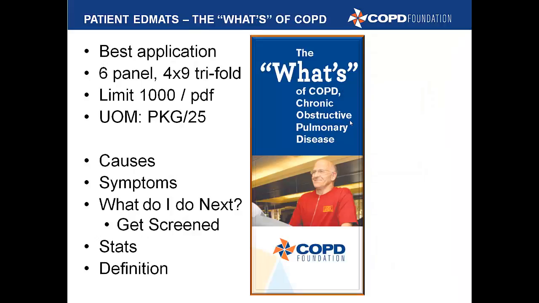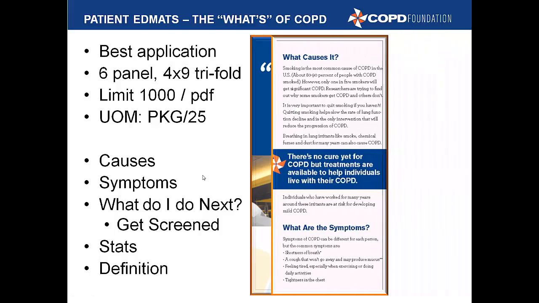The What's of COPD is a very common brochure. In fact, the most common use for this is a doctor's office, a drop box, a clinic, a pulmonary rehab center, a respiratory care department. This would go in the outside in a little drop box, and it gives somebody the nuts and bolts about COPD. What is it, and what should I do if I think I'm at risk? This is a 6-panel trifold brochure in a 4x9-inch format. There's a limit quantity of 1,000, and they come in packages of 25. So when you order these in our online catalog, the minimum quantity you can order is 1 package, which will give you 25 pieces.